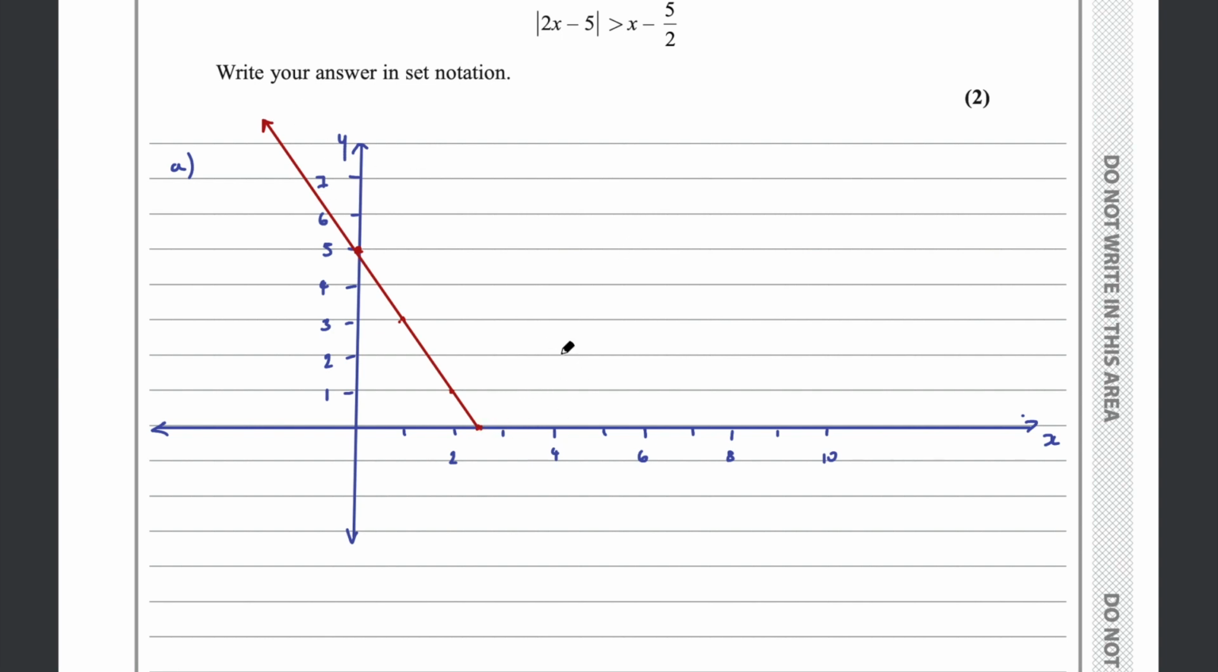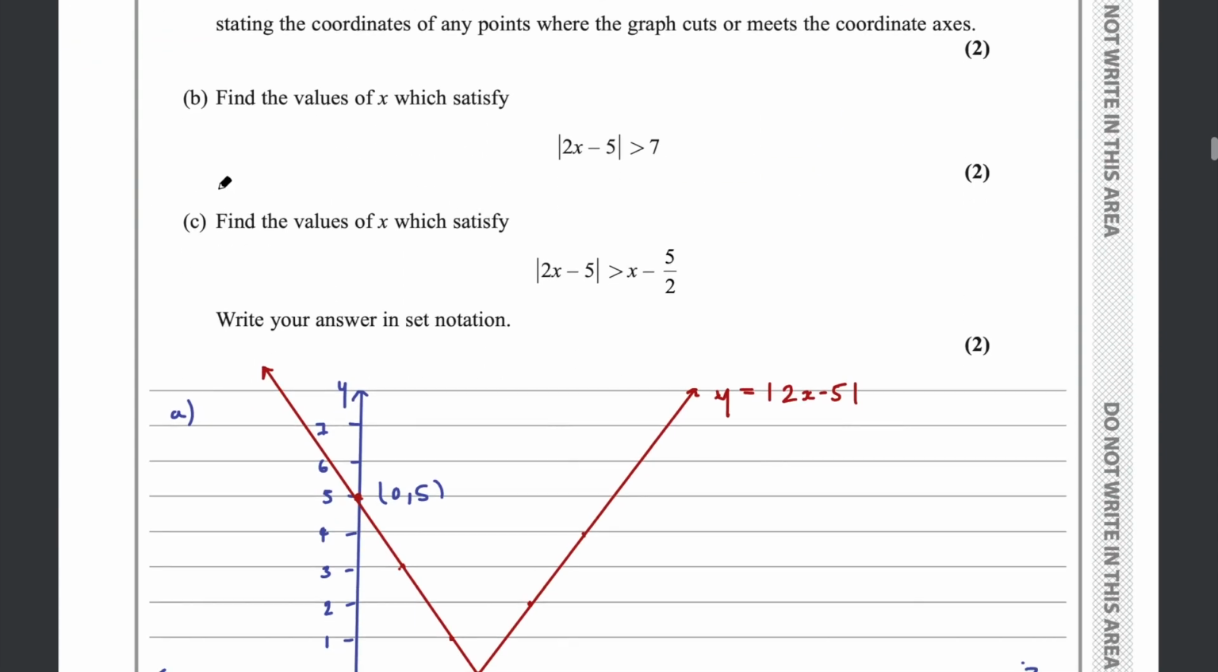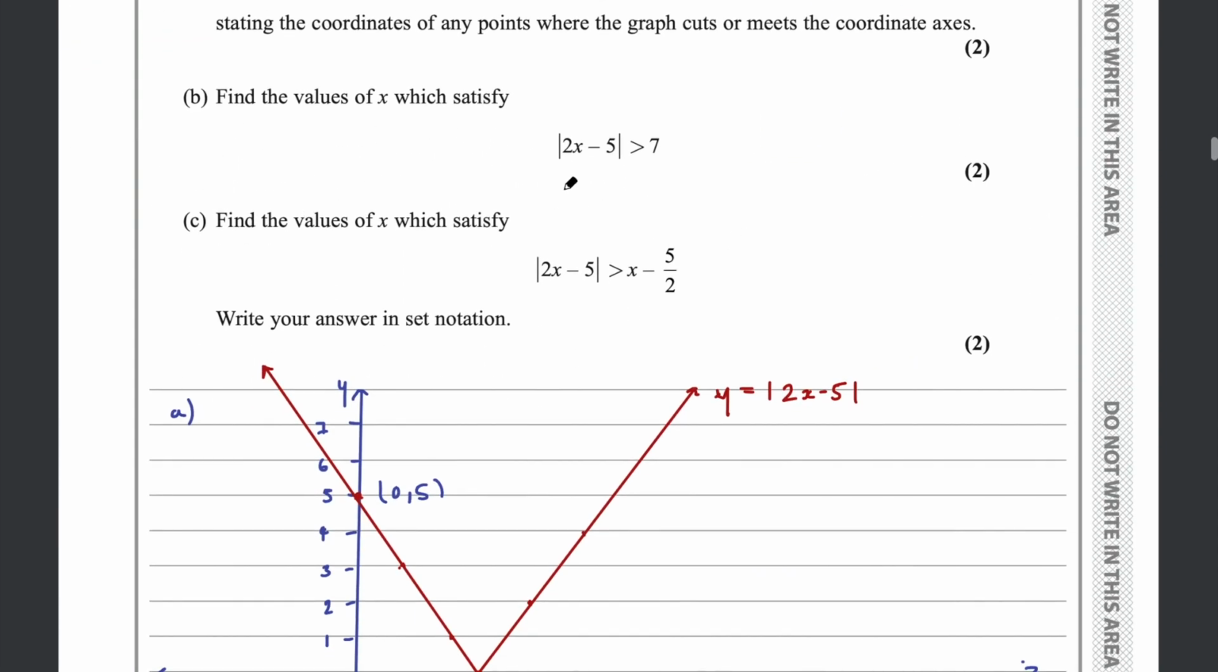And then again, going up the other side, go up 2 across 1, up 2 across 1, etc. And then after you've got 1 or 2 points, you can draw in the other line. Okay, so there's our graph of y equal to the absolute value of 2x take 5. Okay, so there's our graph with everything labeled. Oh, we had to label the intercepts as well. So this was 0, 5, and this was 2.5.